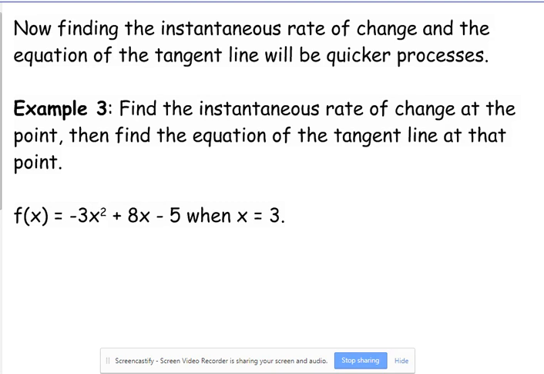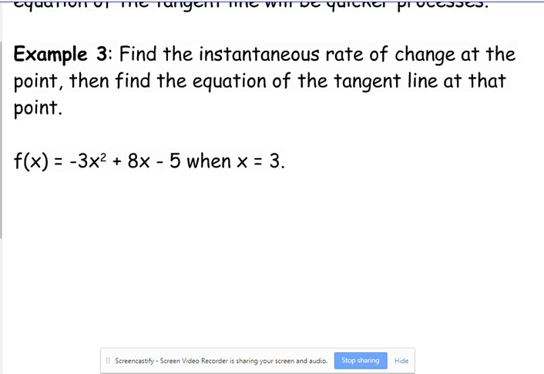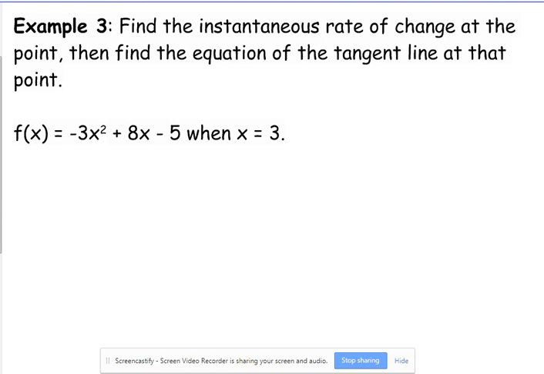And then once we have the slope of the tangent line, it's a lot easier to find the equation of the tangent line. So let's do that. Let's find the instantaneous rate of change at this point, then find the equation of the tangent line at that point. So here's our function, negative 3x squared plus 8x minus 5. Again, we wouldn't want to have to do that with the limit definition. Let's use our power rule.